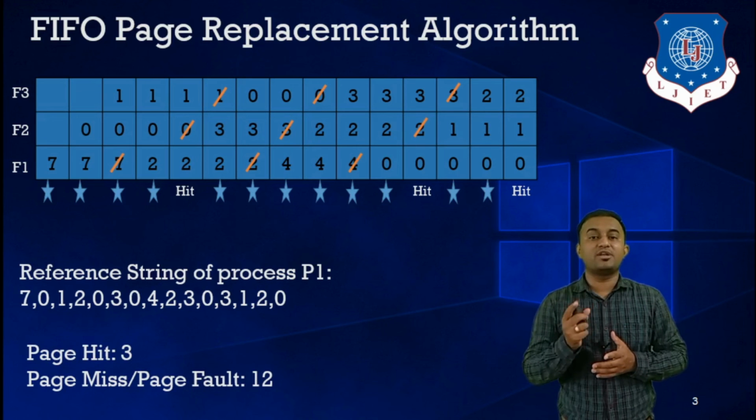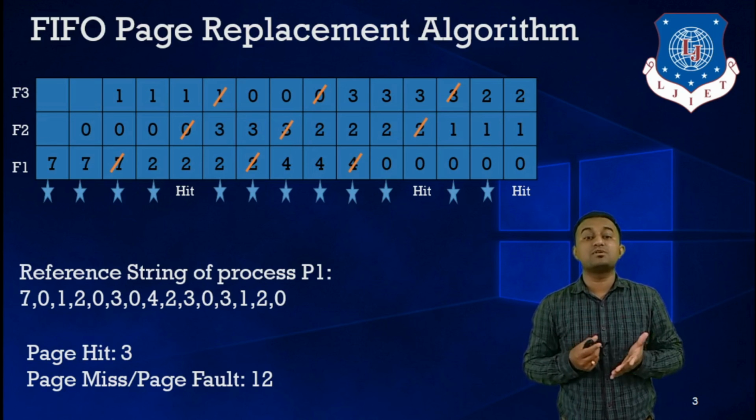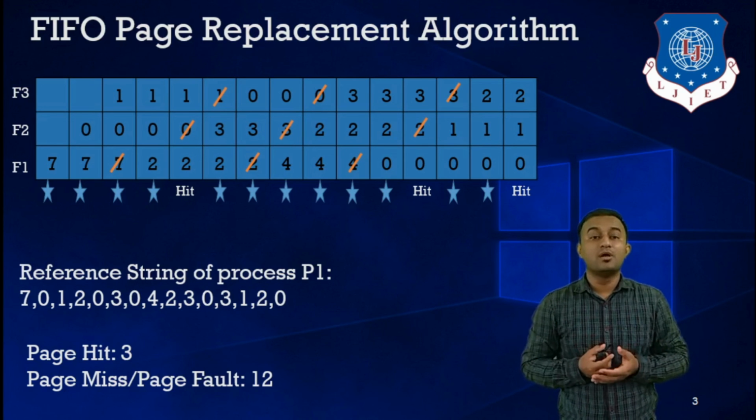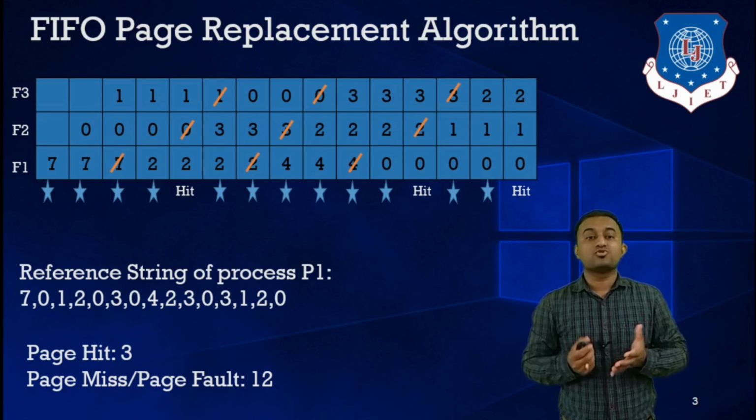So 1, 2 and 3 hits are there. And how many page misses or page faults occur in this particular example? We can calculate 4 plus 4 plus 4 is equal to 12. So how many page faults? 12 page faults are there.